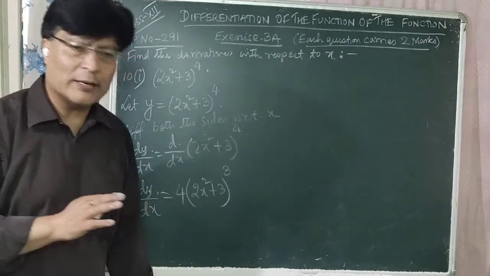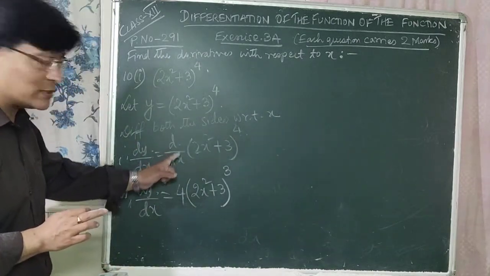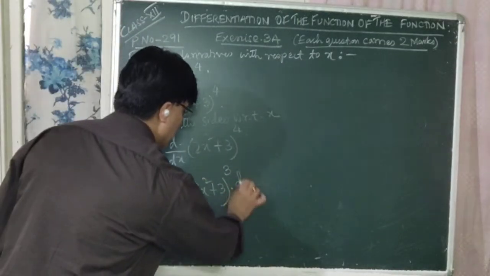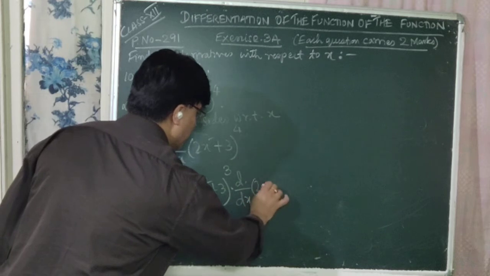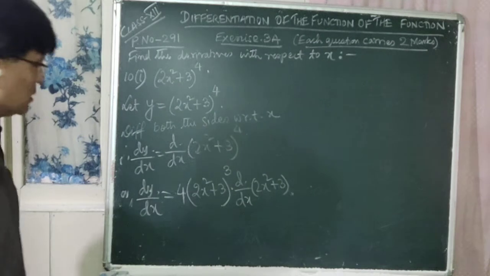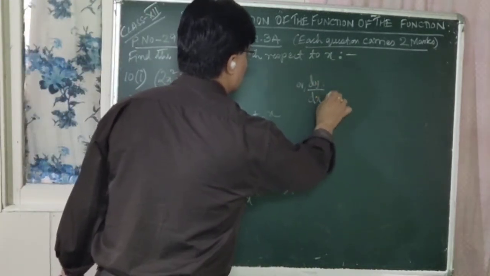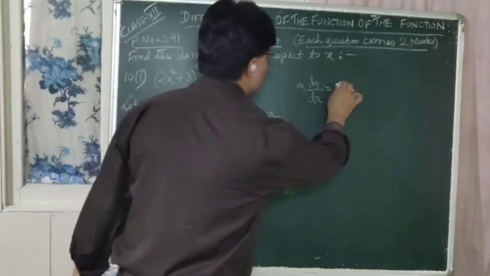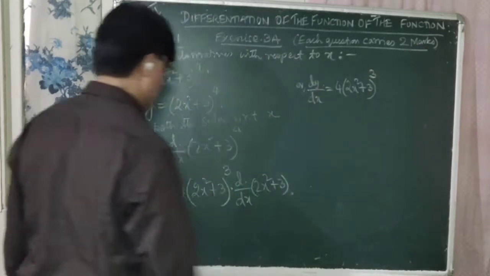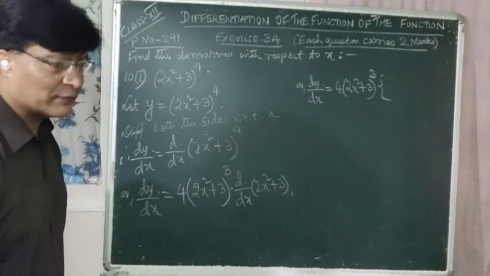Now you also have to differentiate the function which is assumed as x. Which function was assumed as x? It is 2x² + 3, so we multiply by d/dx of (2x² + 3). Right? So let us simplify it now. dy/dx = 4(2x² + 3)³. And then within the second bracket, let us differentiate it.